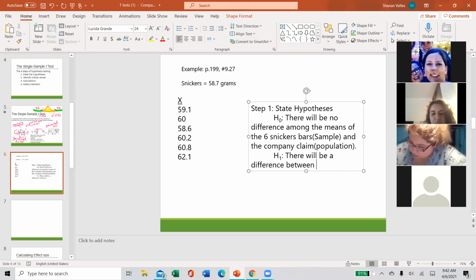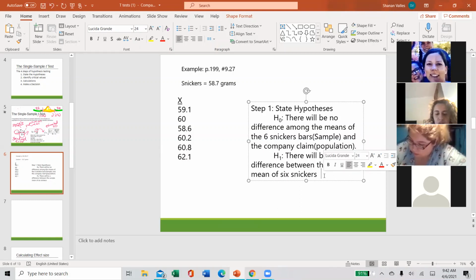between, I'm going to type it a little bit different, there will be a difference between the sample mean, or the sample of 6 Snickers bars, and the company claim of 58.7.